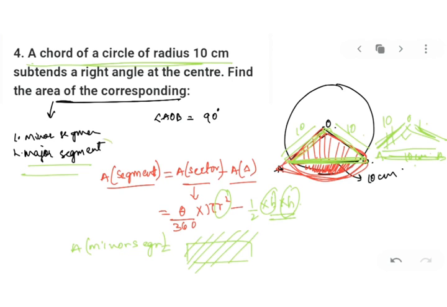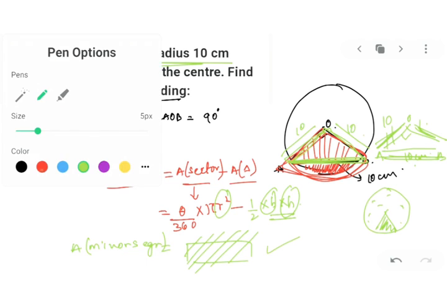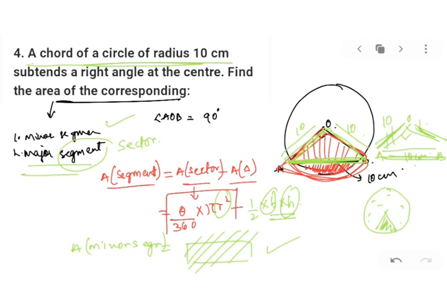Here it is area of major sector, not segment. For the first it was minor segment, we got the value here. Now it is major sector. So what is a major sector? If you subtract the minor sector from the area of your circle, whatever will be remaining will be your major sector. Now you have already found the area of minor sector here.